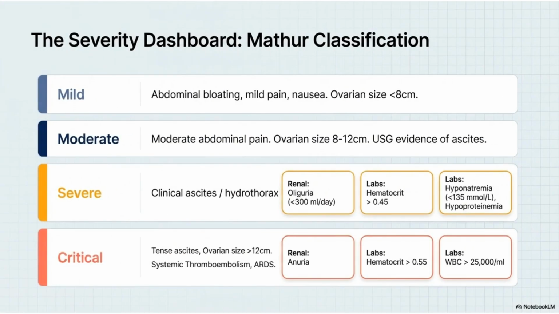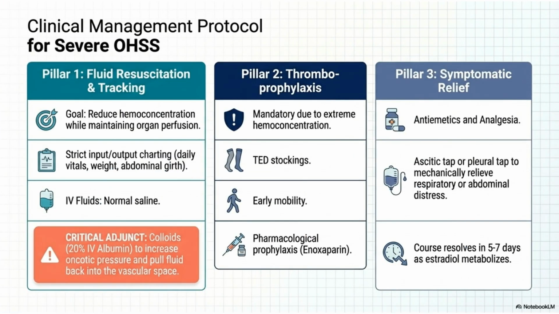The Mathur classification defines the severity of OHSS. Symptoms range from mild abdominal bloating to severe ascites, and critical conditions involving tense ascites, large ovarian size, and systemic thromboembolism, often indicated by specific renal and laboratory markers.